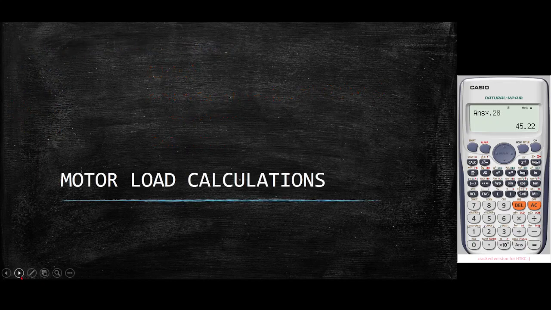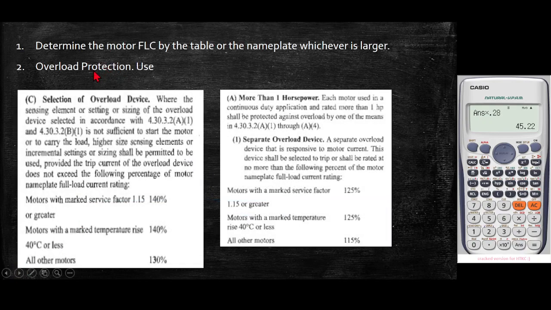Okay, next we have motor load calculation. So, ito yung pinaka-common din when it comes to PEC calculations sa board exam, yung motor load calculations. Okay, so in determining the motor load calculations, kung ano yung kukunin natin. So usually kukunin natin is the ampacity of the wire and the setting of the overload relay or the circuit breaker. So for the setting of the overload protection, so ito yung mga percentage.